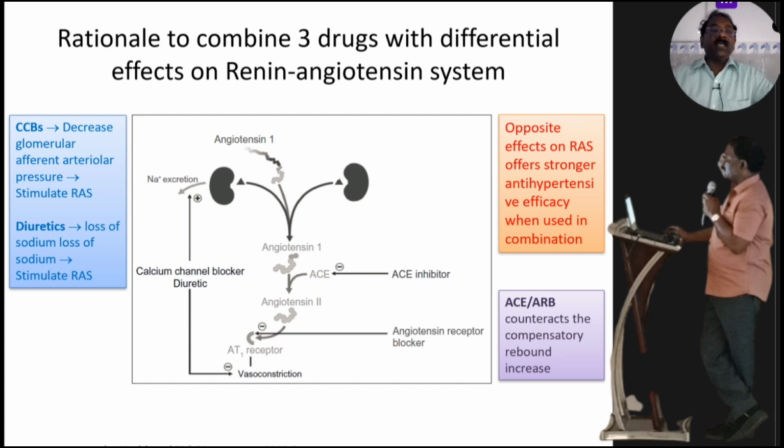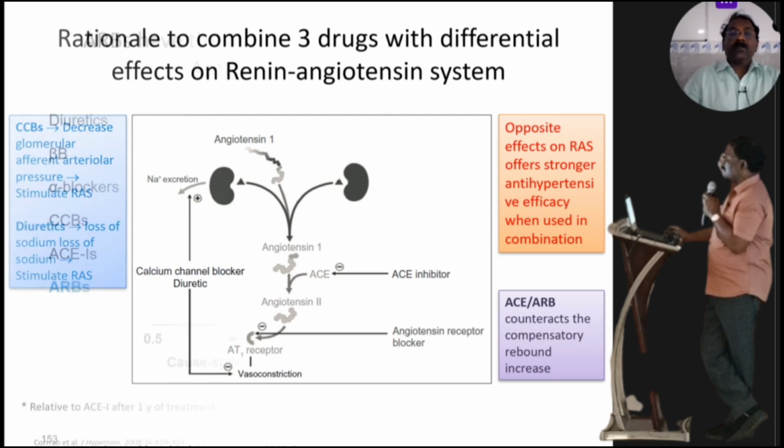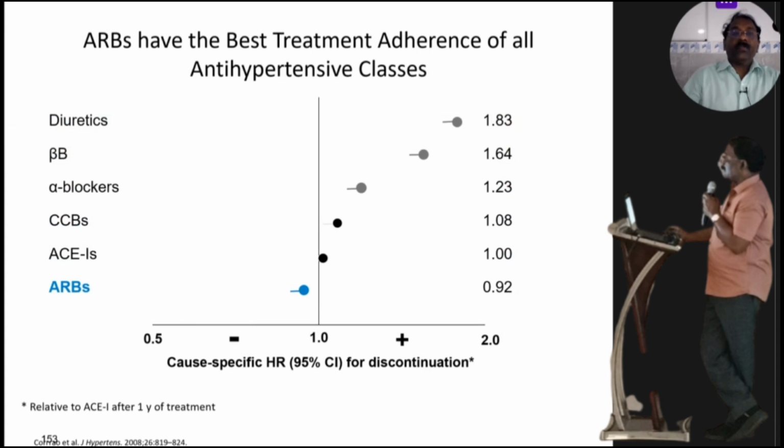Calcium channel blockers decrease the glomerular afferent arterial pressure. So they stimulate the RAS activity. Diuretics, the loss of sodium will stimulate the RAS activity. So opposite effects on the RAS offer stronger antihypertensive efficacy when used in combination. ARBs have the best treatment adherence of all the antihypertensive classes.